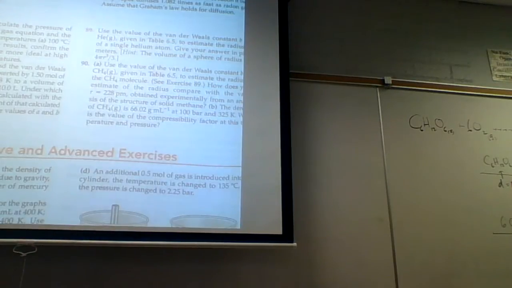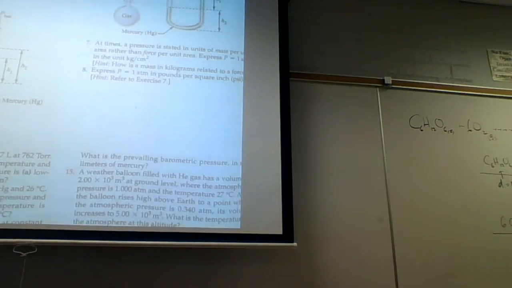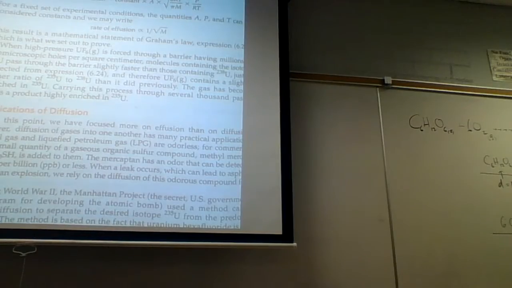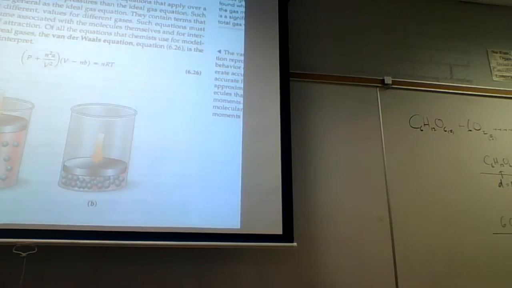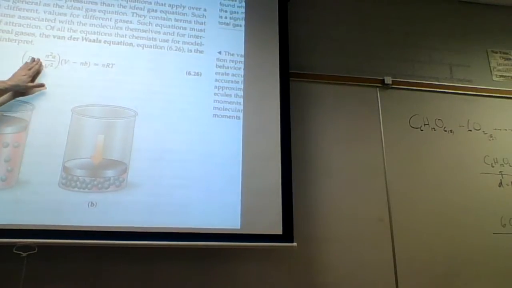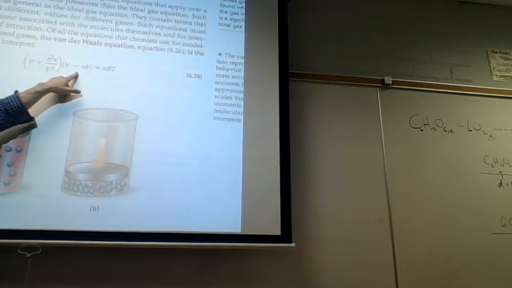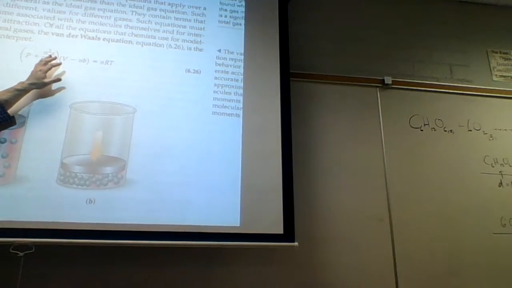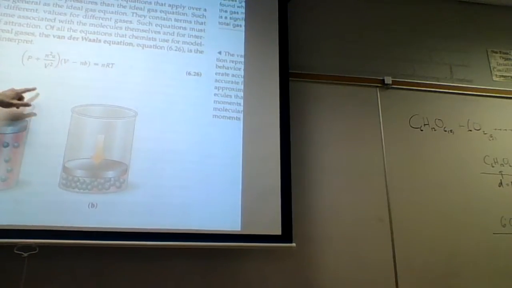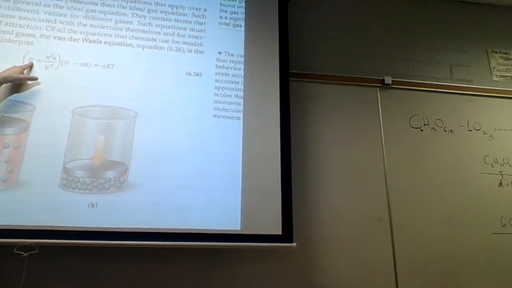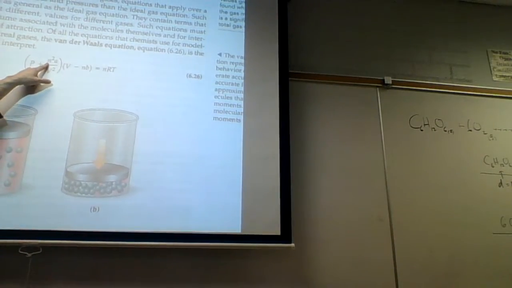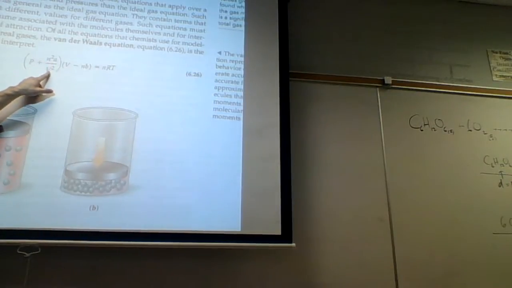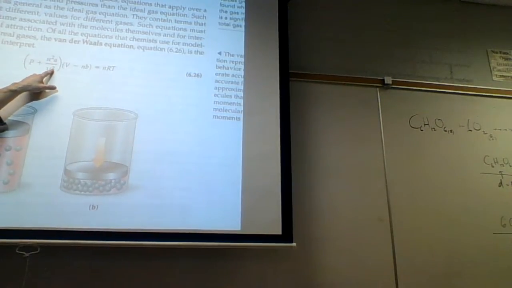Since I want a more accurate calculation, I'm going to flip back to chapter 6 and look at the van der Waals equation. The van der Waals equation takes the ideal gas law, PV equals nRT, and puts two correction factors on it. The first is a correction to the pressure. We look at P plus a n squared over V squared. n is the number of moles, V is the volume, and we square those.